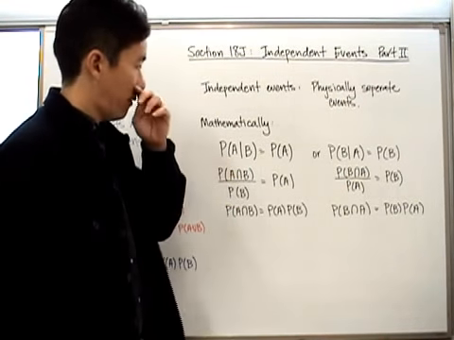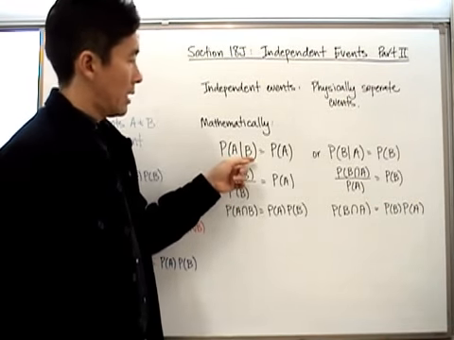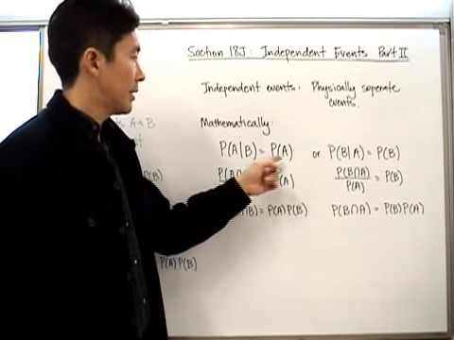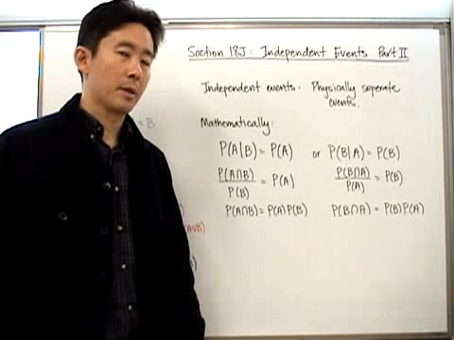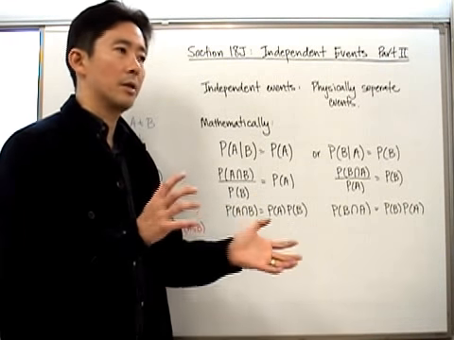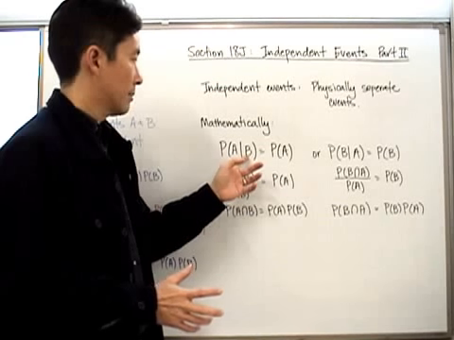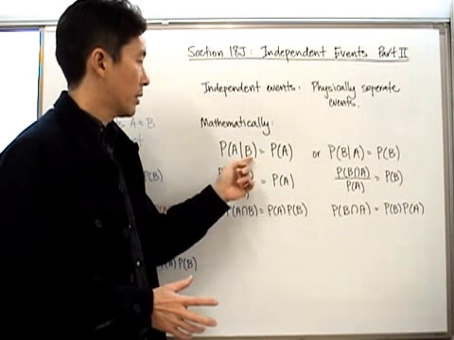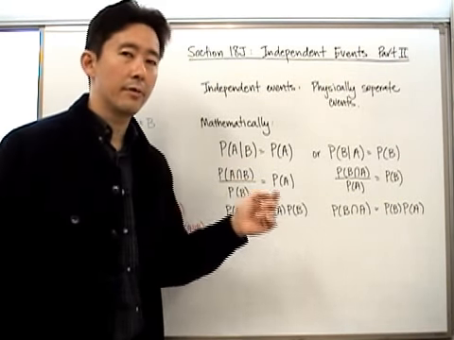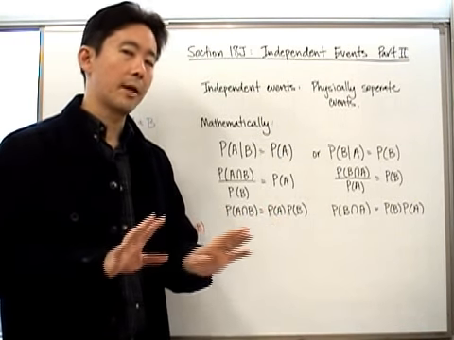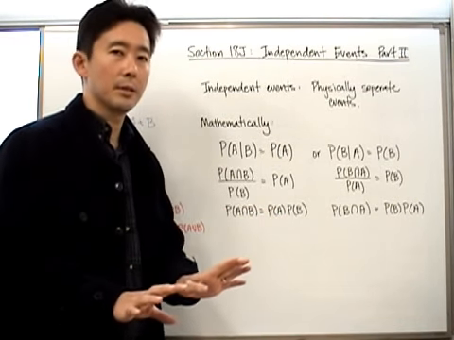Take a look at what we have. If we can say that the probability of A given B is the same thing as the probability of A, then that means that regardless of what the event B is, that outcome will not affect the probability of A at all. And therefore we can say that those two events are mathematically independent.